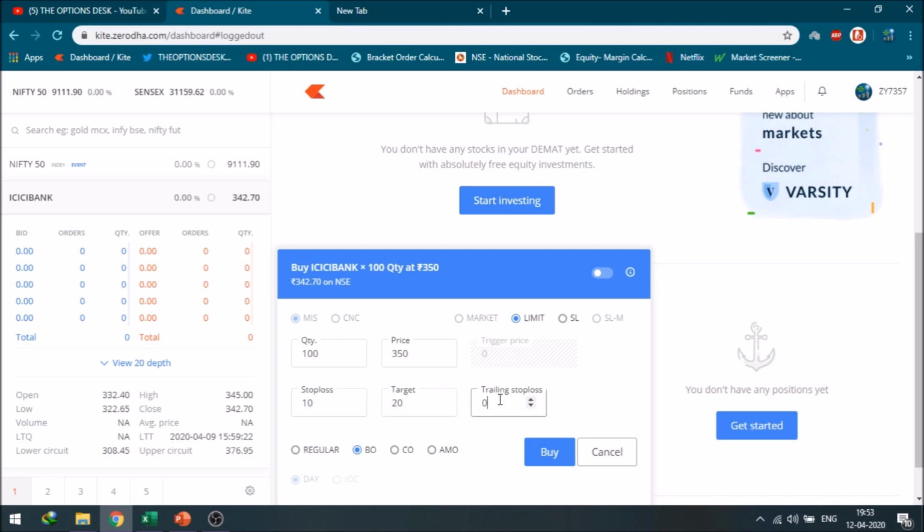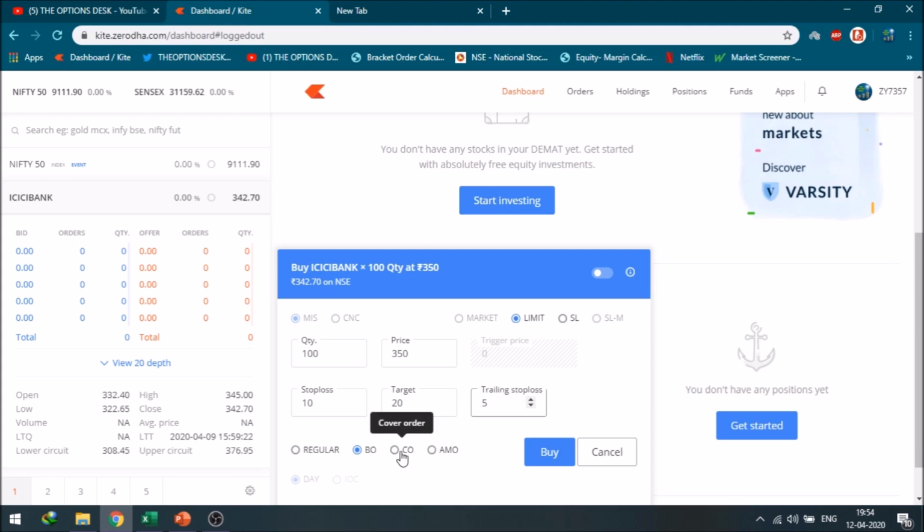Trailing stop loss means for every move up towards the target, I will also move my stop loss up. For example, let's assume that it went from 350 to 355. So I will keep the 5 points as stop loss, and now my stop loss will become 345. As soon as the market starts moving in my direction, I can keep a trailing stop loss, but it is not compulsory. You can keep it or not keep it.